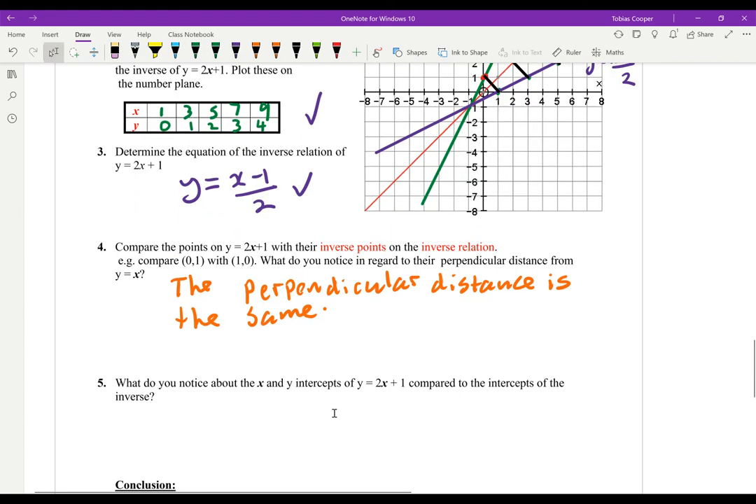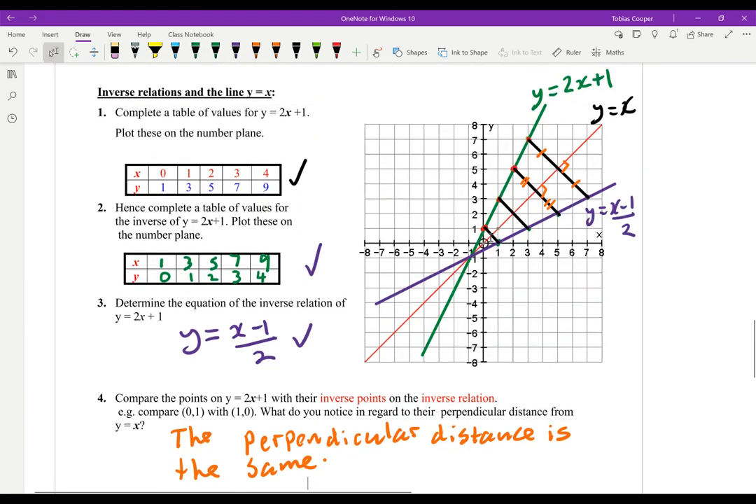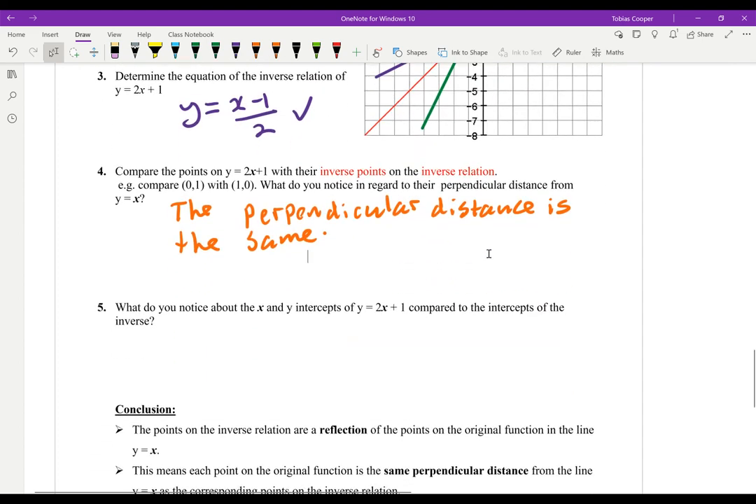Now, what do you notice about the x and y intercepts for number 5? Let's have a look. Here's an x-intercept of 0, 1, and now for the inverse, because we're swapping the x and y values, the intercept is 1, 0. So the x and y intercepts have been swapped. Okay, so let's write that down. The x and y intercepts have been swapped.